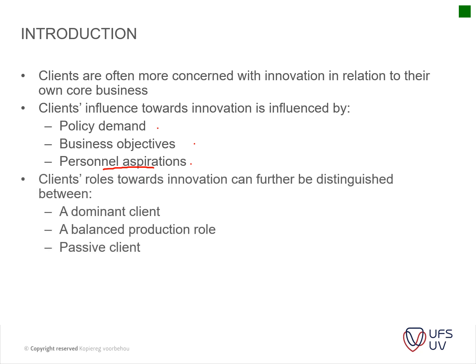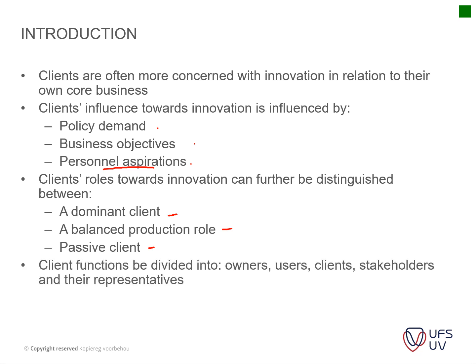Okay, then the client's role towards innovation can further be distinguished between a dominant client, balanced production role, and a passive client. We'll embroider a little bit on that later on. The client's function can be divided into the owners, users, clients, stakeholders, and their representatives. So I think most of you understand that.